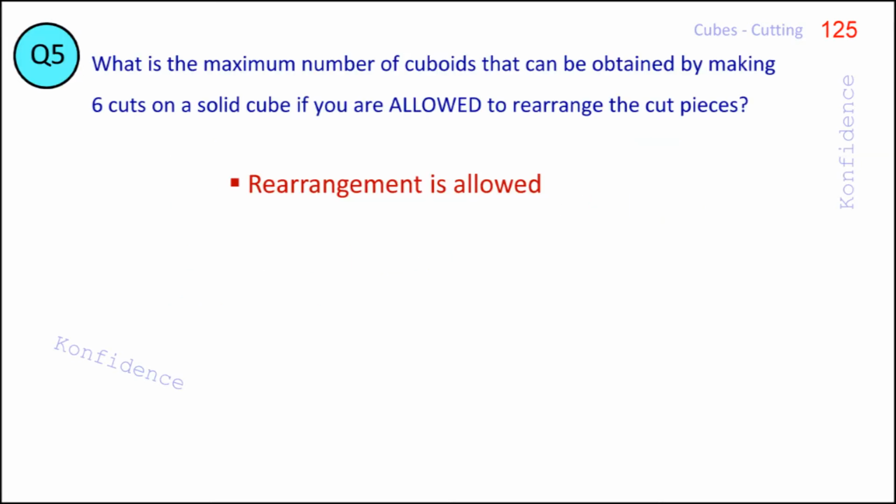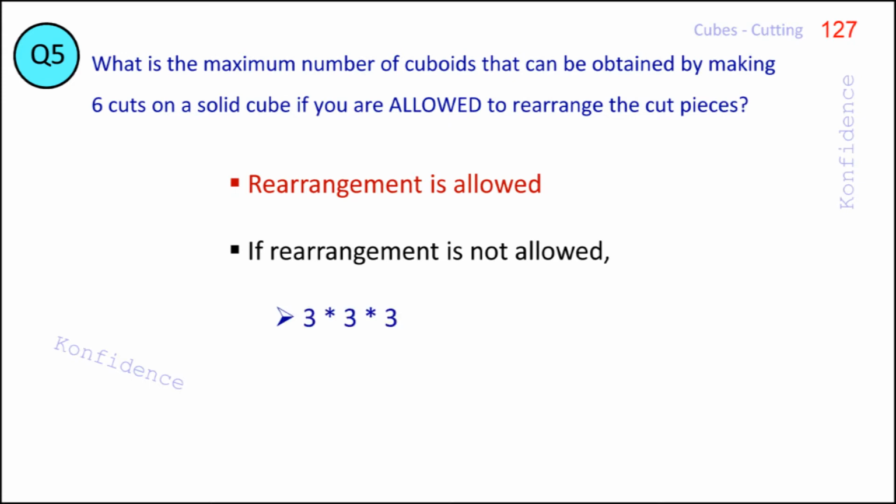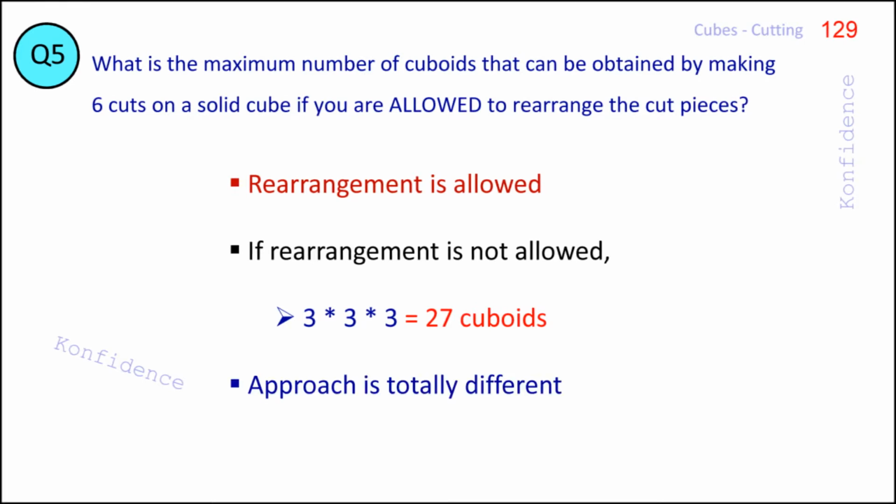The wording of this problem is very similar to Q3 that we did earlier, except that here we are allowed to rearrange the cut pieces. When we are not allowed to rearrange the cut pieces, the maximum number of cuboids will be obtained when we distribute the cuts equally along the three directions. I hope you would remember that the maximum number of cuboids we got there was 3 times 3 times 3 or 27 cuboids. However, when we are allowed to rearrange the cut pieces, we take a totally different approach.